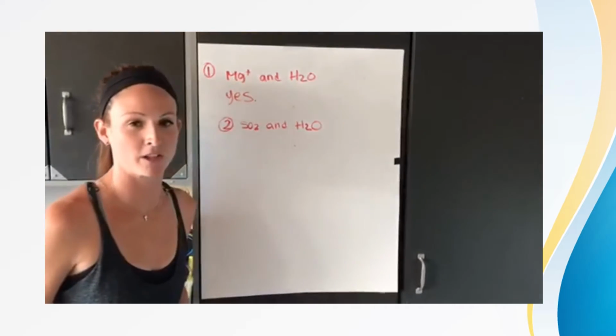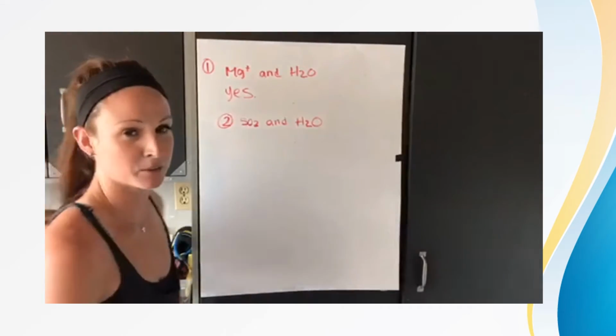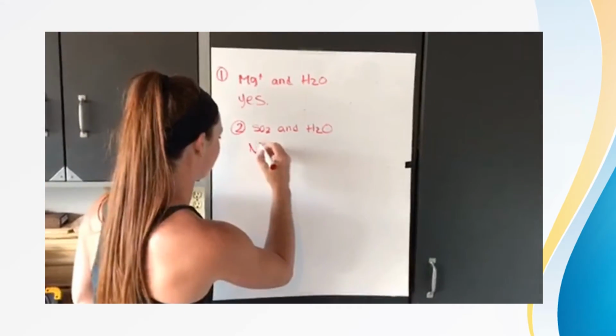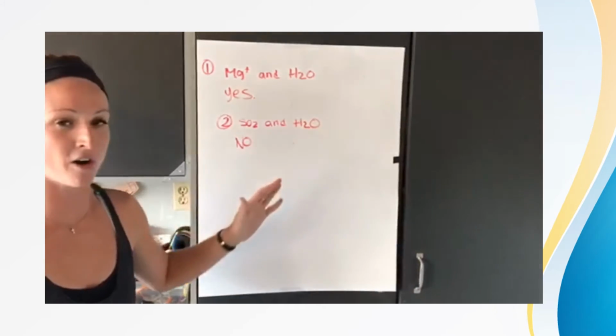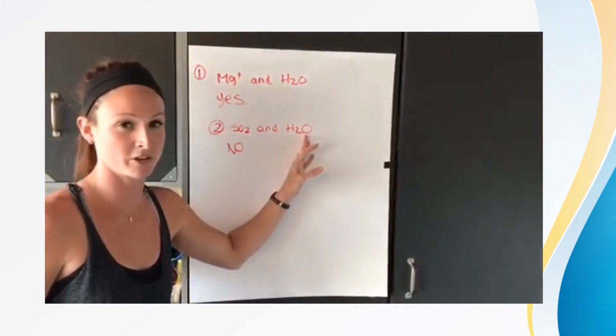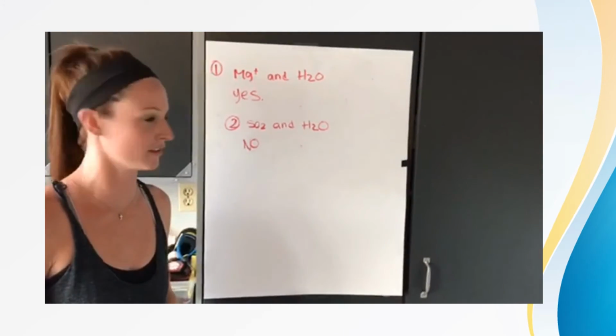The second problem I'd like you to work on is, can ion-dipole interactions occur between sulfur dioxide and water? So go ahead and click pause and work on this problem. The answer to number two is no. Ion-dipole interactions cannot occur between sulfur dioxide and water. Although there is a dipole on a polar molecule, here we do not have an ion or a formal charge, so the interaction cannot occur.